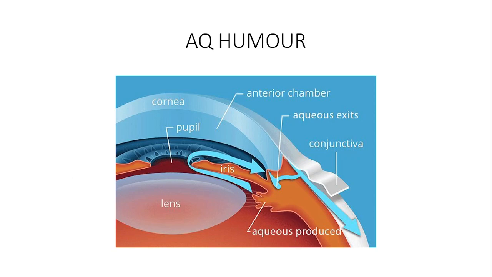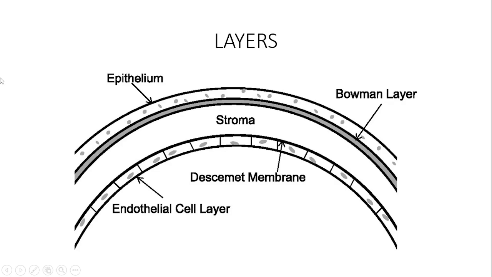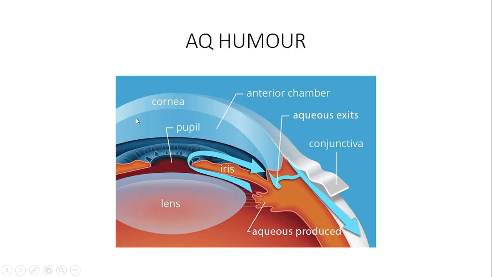Okay, good evening, students. We are coming to learn about Aqueous Humour today. From the previous class, you realize that this is the cornea and its layers. And this area, the anterior chamber of the eyeball, is occupied by what? The aqueous humor.